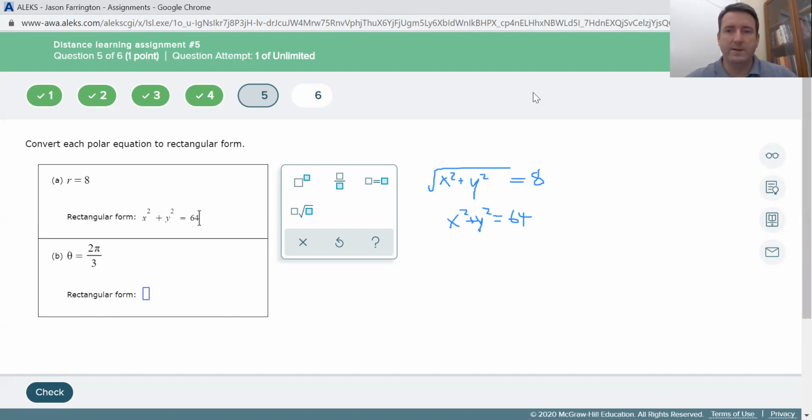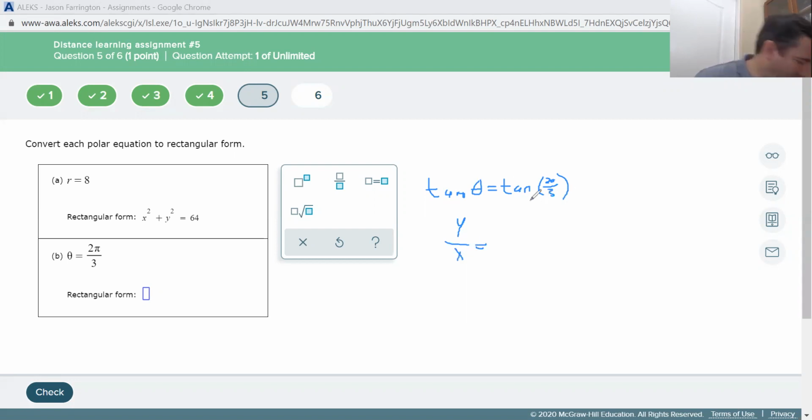All right. Now, part B, we have theta equals 2 pi over 3. So here is another case where we just have a theta. So let's take the tangent of both sides. We get the tangent of theta is equal to the tangent of 2 pi over 3. And remember, tangent of theta is equal to y over x.